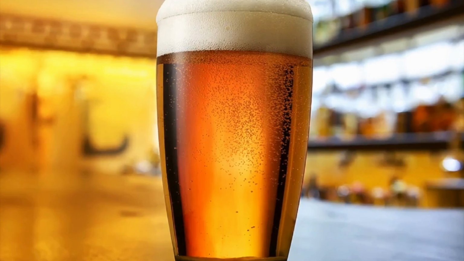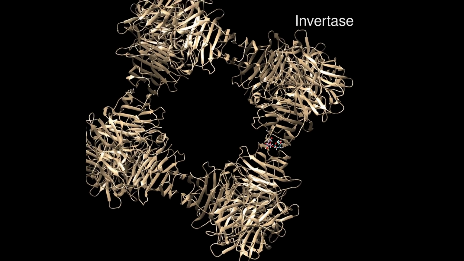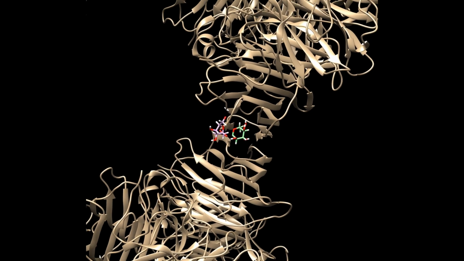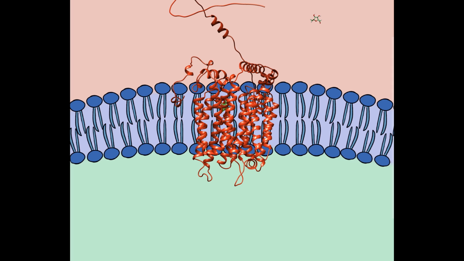Let us outline the process of fermentation in yeast, creating the end product, ethanol. In the space between the cell wall and the cell membrane, sucrose is converted from a disaccharide into monosaccharides glucose and fructose through the enzyme invertase. These are then transported across the cell membrane via the transporter HXT.